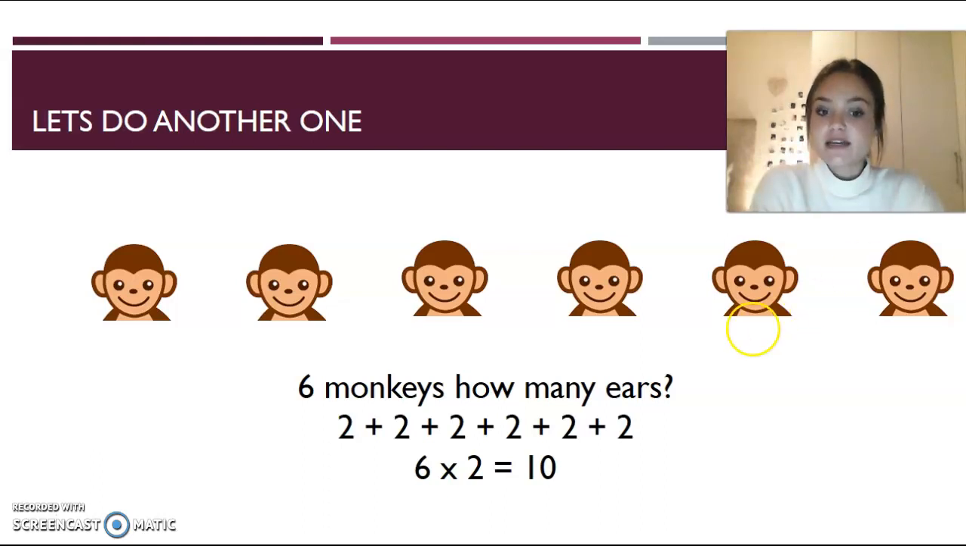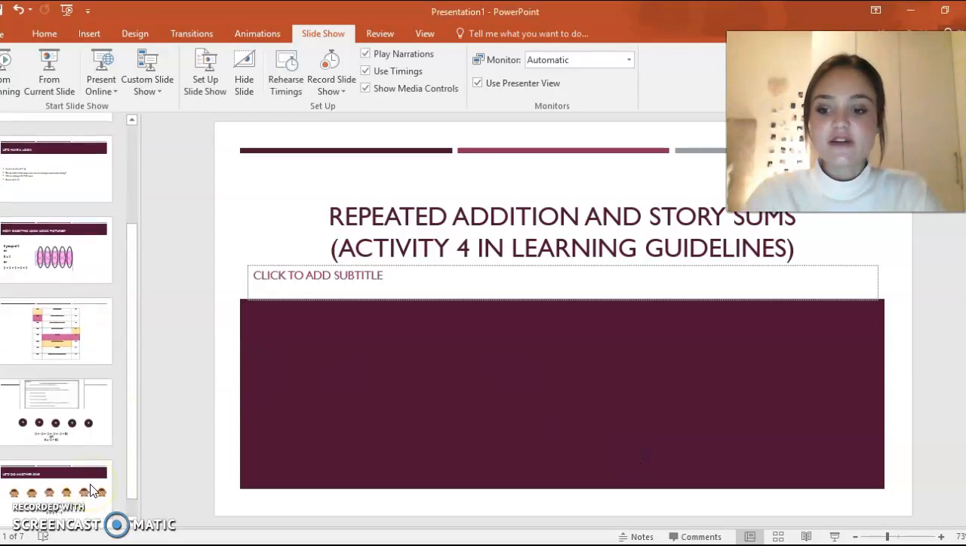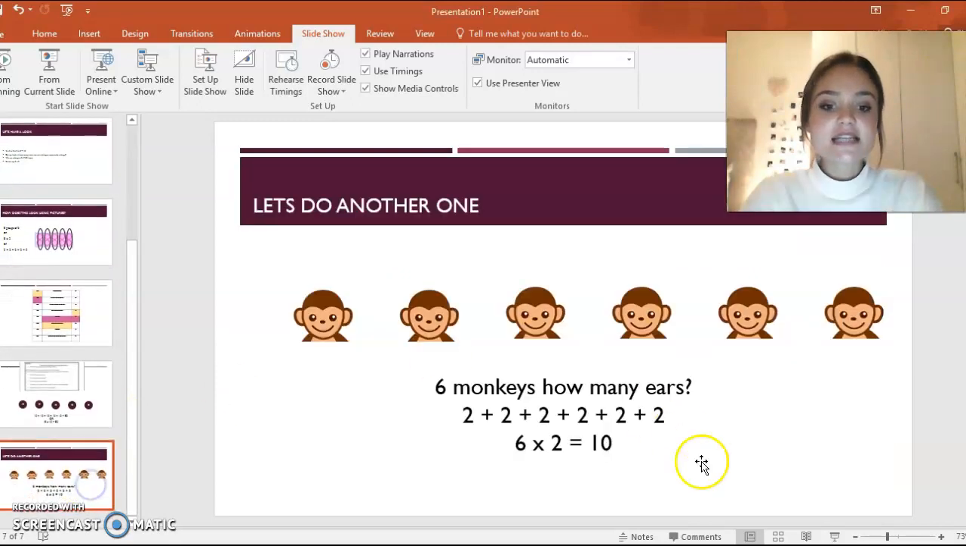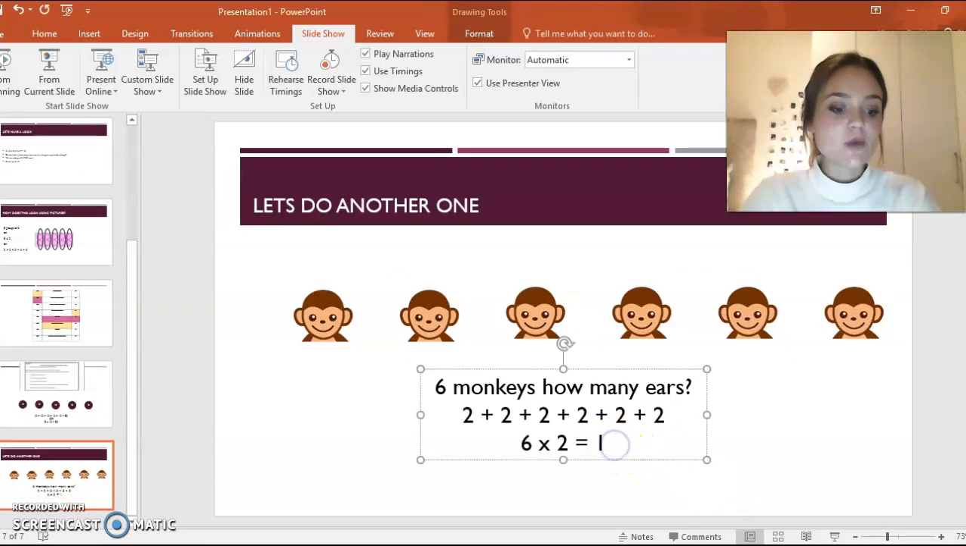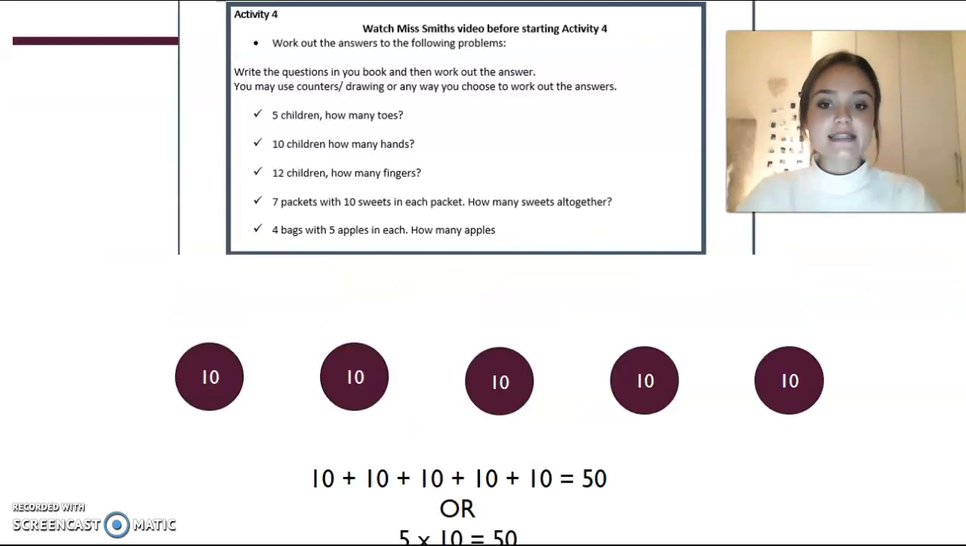What is my mistake? Has anyone spotted my mistake? Let's fix it. Very well done. 6 times 2 is 12. Silly me. Okay, so we then know that the monkeys have 12 ears. And that's how I want you, boys and girls, to answer these sums.